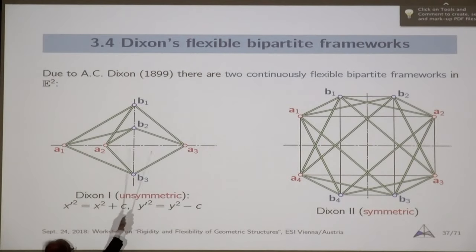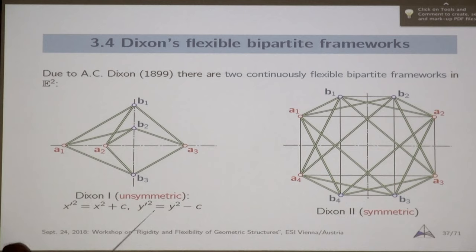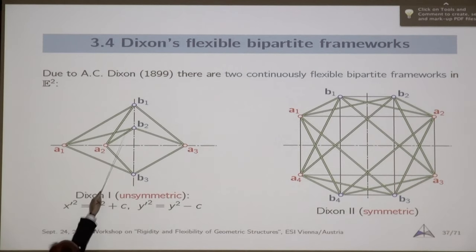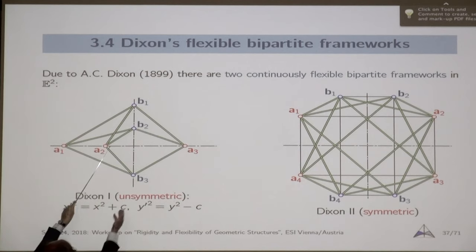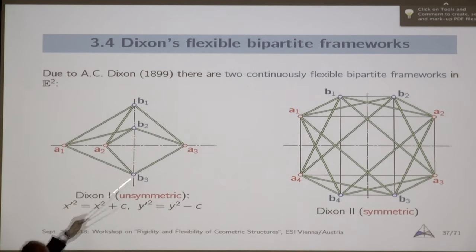the two families of points are located on two orthogonal lines. Suppose this is the x-axis and this is the y-axis, and I transform the x-coordinates of the points by adding to the square a constant. And at the y-axis, I subtract the same constant from the y-coordinates, and then it's evident that this distance remains constant because at the square, we add the c and we subtract the c. And that's it. So if c is sufficiently small, this is flexible. And of course, you can add additional points on this line, and the flexibility is not disturbed.